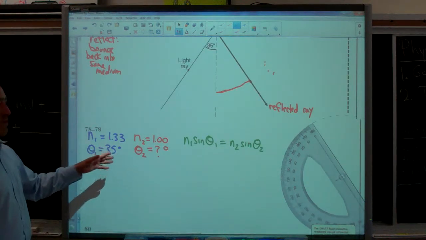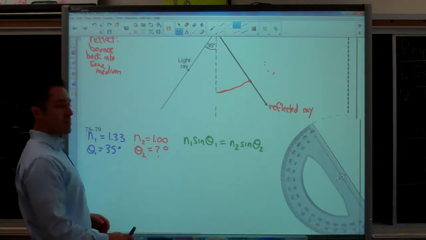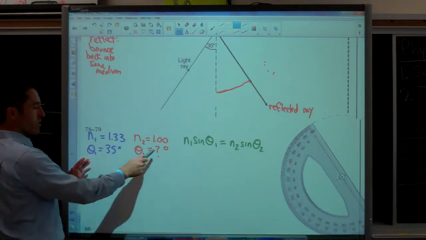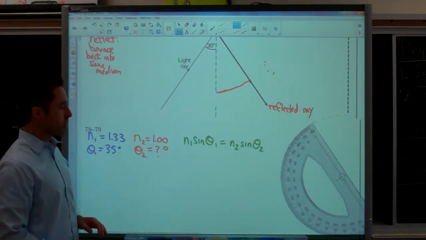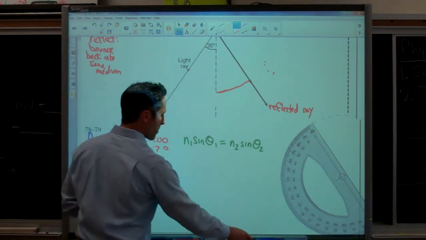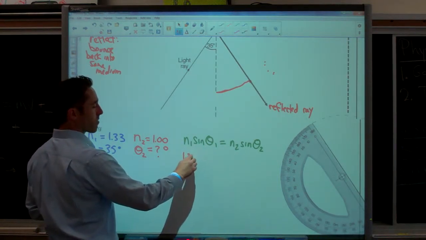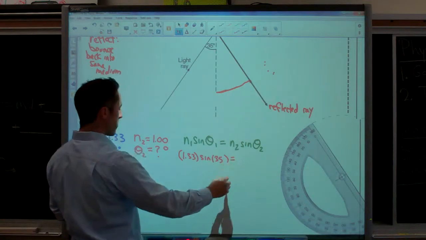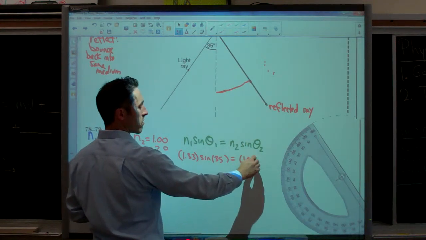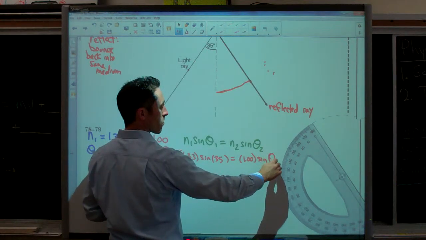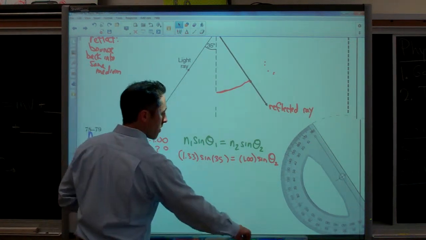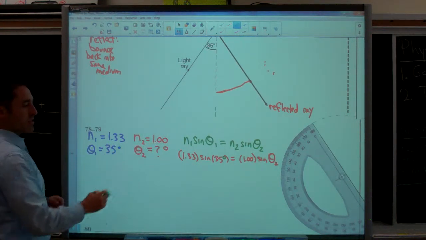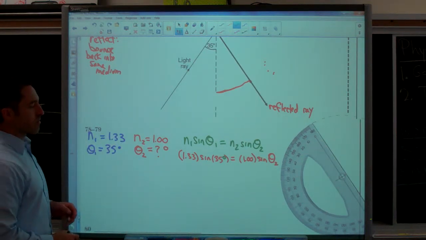Now, this is our first part 2 where we have to show all work, including the equation and substitution with units. And you've got two options. If you put a nice, neat list of givens with the units, then you don't have to include the units here. You still have to substitute. So we would still have to then write N1 is 1.33 times sine 35 equals N2, 1.00 sine theta 2, that's what we're trying to find. But putting the degree symbol here, as long as you have it here, that's optional. Put it if you like, don't if you don't.